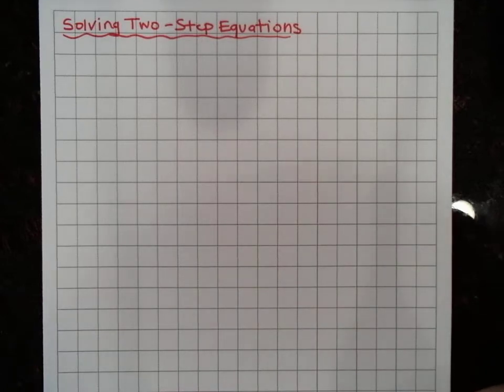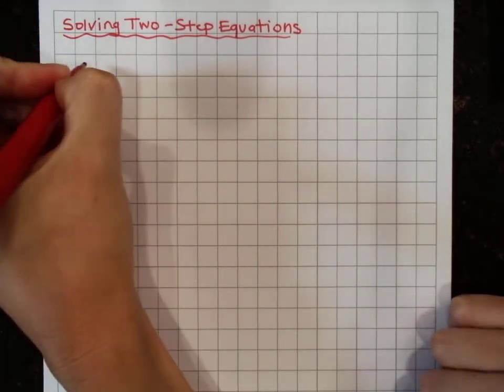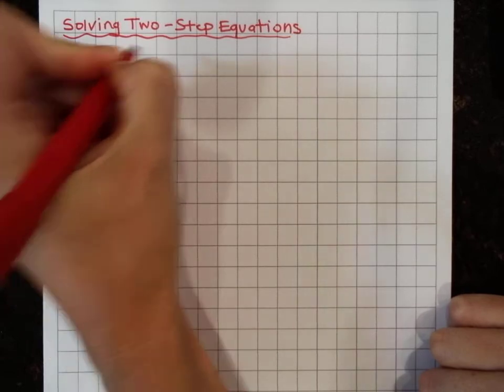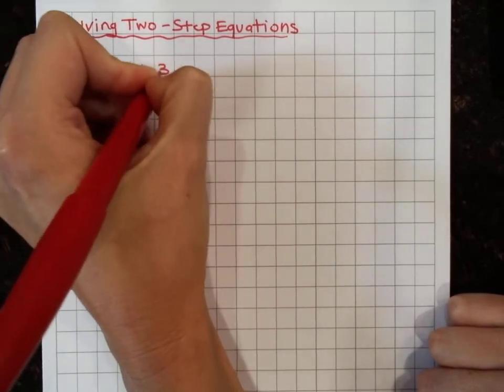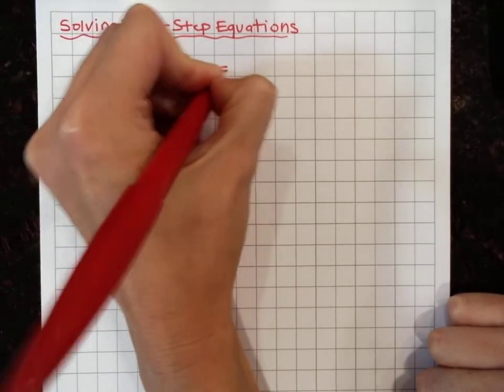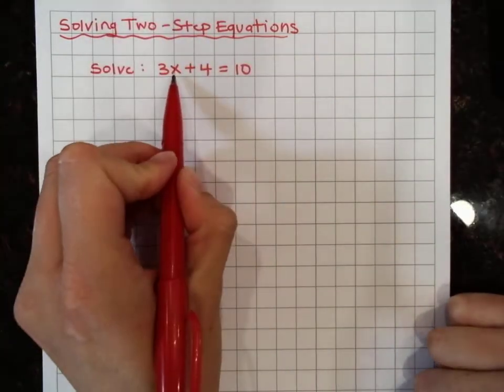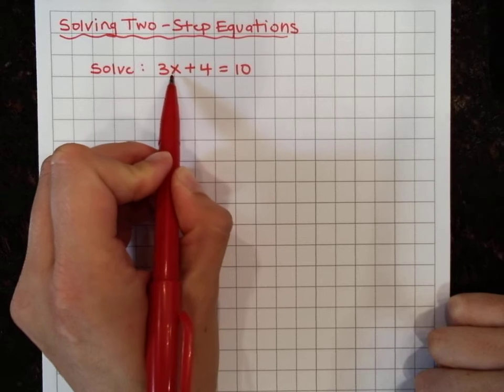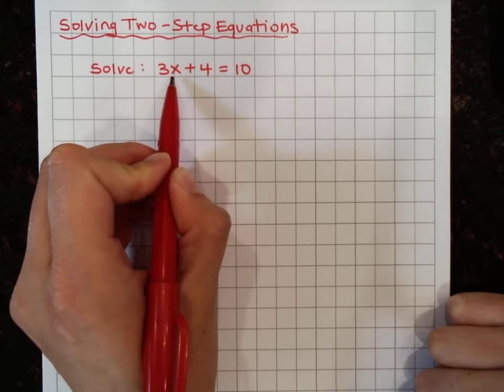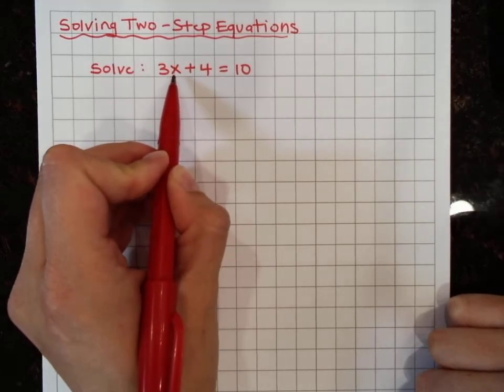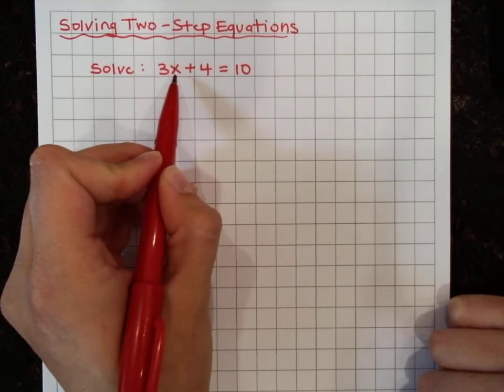Okay, so when you're solving equations, remember you're trying to isolate the variable, or get the variable all by itself to see what it's equal to. So say we have something like 3x plus 4 equals 10. We are going to be solving this equation to solve for our unknown, which is the variable x. So in order to do that, we have to isolate x, or get x all by itself.